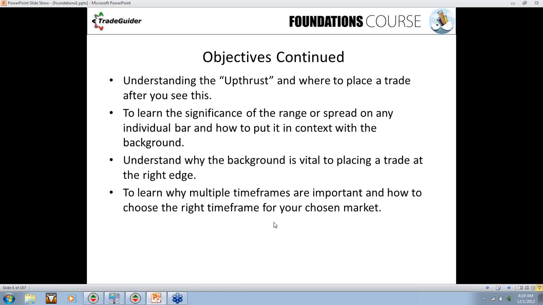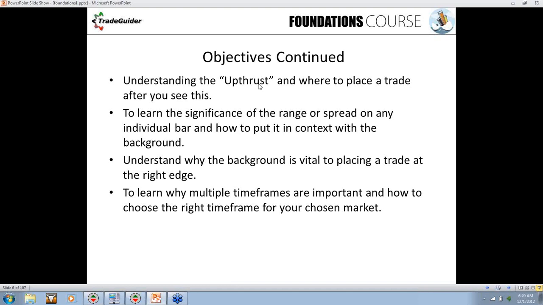Again, understanding the upthrust. Where do you place a trade after you see this? This is what we call an SOW, a sign of weakness. There are two things you're going to learn about today. SOS, sign of strength. SOW, sign of weakness. That's really what the core of VSA is all about, looking for signs of strength in a bull market and signs of weakness in a bear market.